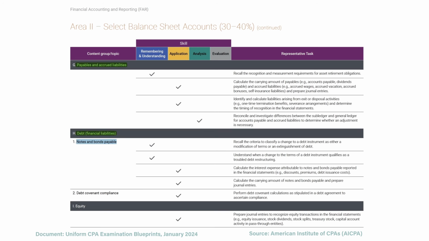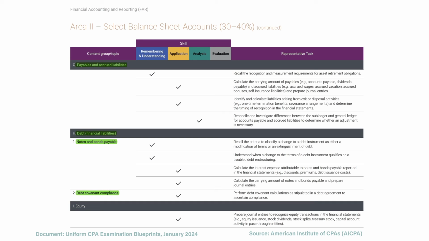And then we have the debt section. So within notes and bonds payable, we need to know how to record them. We need to know how to record a bond that has a discount or a premium, and how we amortize that discount or premium throughout the bond's life, and then what happens if we retire the bond before the end of the bond's life. And then we focus on debt covenants compliance, which are the requirements that banks put on us when we borrow from the banks.